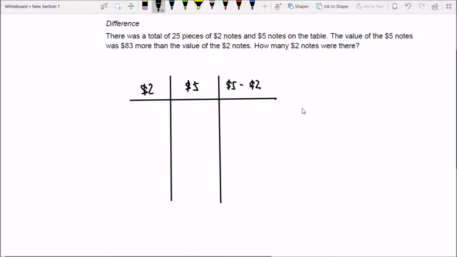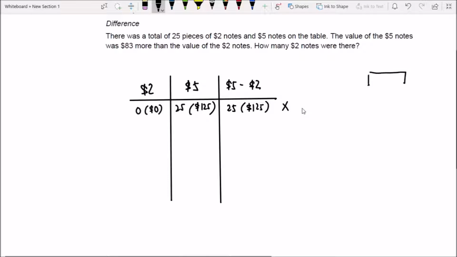So, write $5 minus $2 in the last column. This way, we start by assuming all the notes are $5 notes instead so that we will get a positive difference. If there are 25 $5 notes, then the total value of the $5 notes is $125. Since there are no $2 notes, then the $5 notes are worth $125 more than the $2 notes. Since the question says that the $5 notes should be only $83 more than the $2 notes, this answer is wrong.